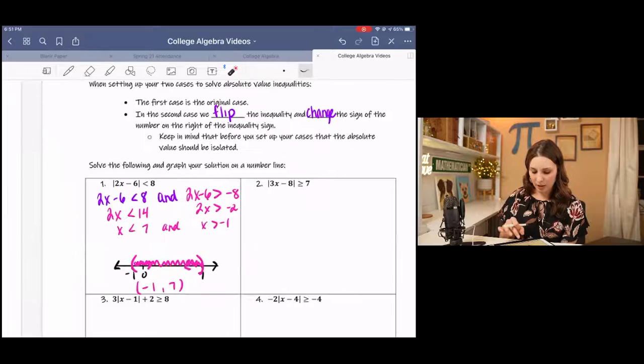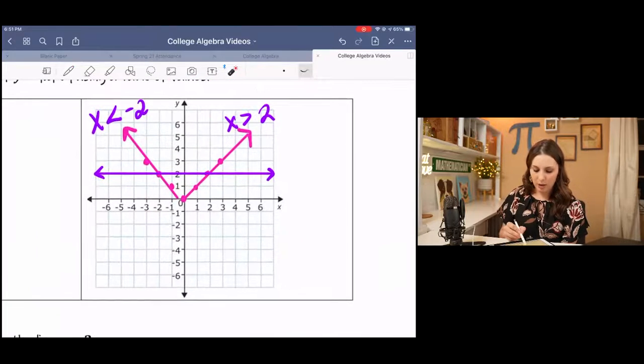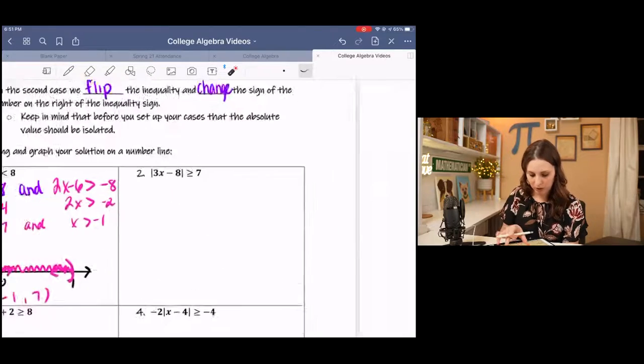And this ties back to the previous page where we looked at the graph, and the place where it was less than that baseline was on this interval, -2 to 2. So you can kind of see some similarities here. Hopefully. If you don't, you will soon.